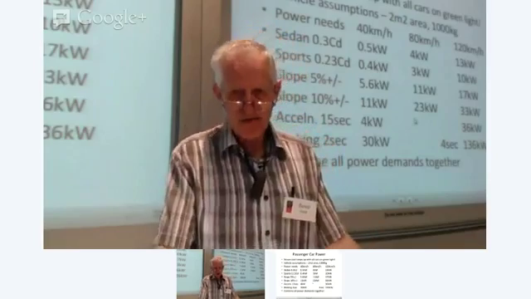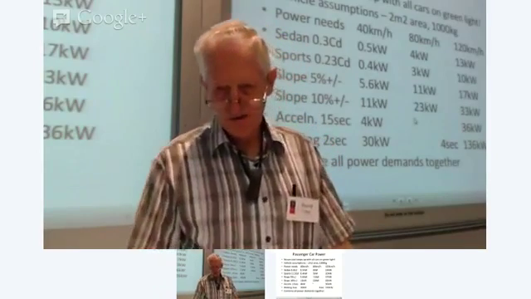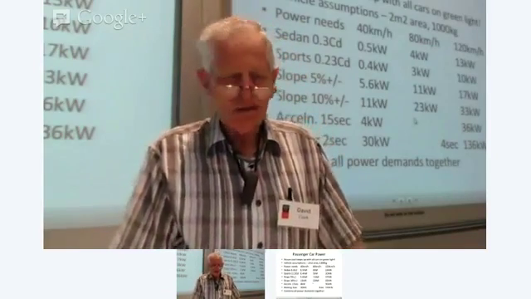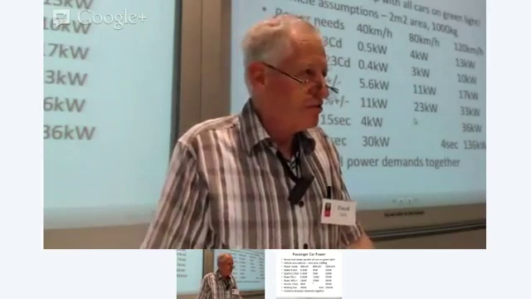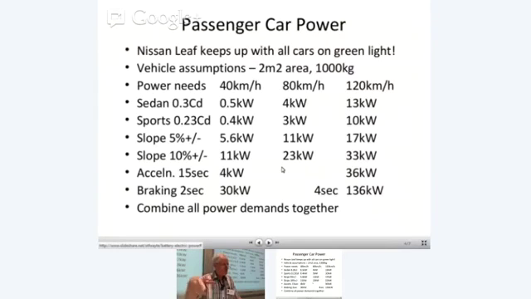If we're going to brake from 40 kilometres an hour in 2 seconds, which you can do, you need about 30 kilowatts on your brakes all the time that they're braking. And if you do the same from 120 kilometres an hour in 4 seconds, which again you can do, you need 136 kilowatts of power on your brakes over that time. So brakes are very important.